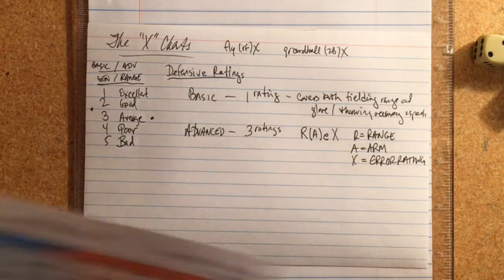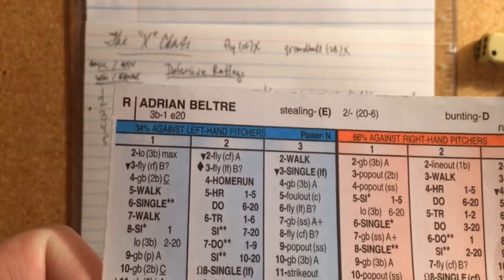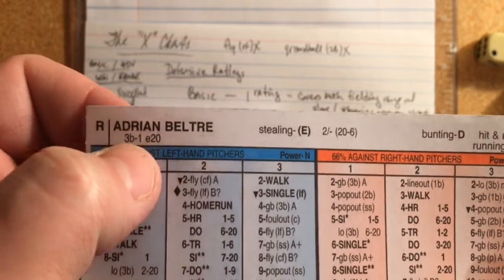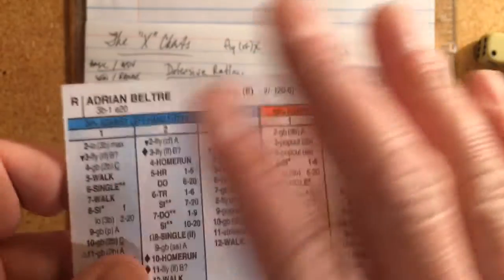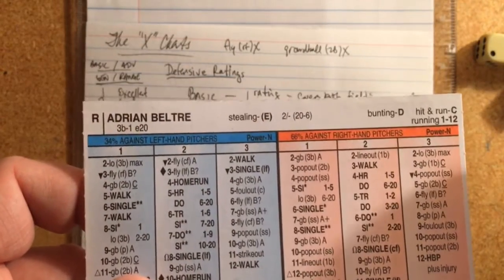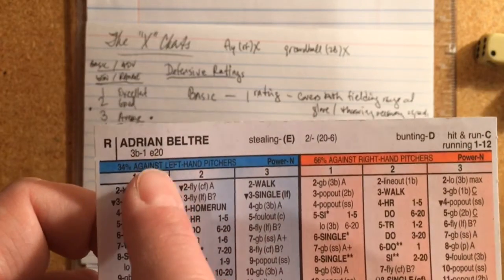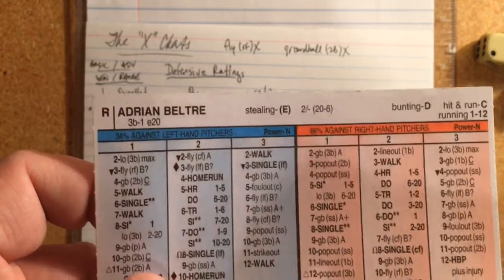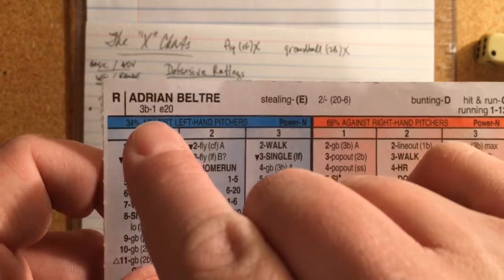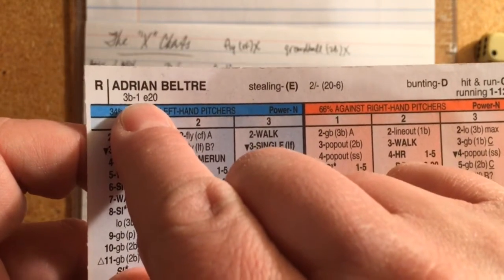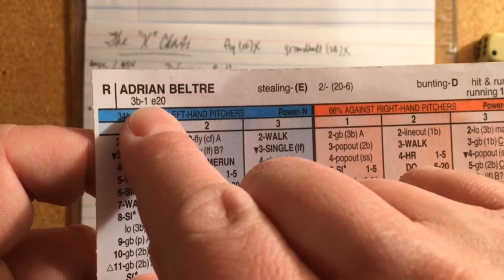I have Beltre here. We could just go through a quick one with him. So he's a 3 E20. Not a 3. He's a 1 E20. So what that means, like I said, infielders do not have arm ratings unless they are utility kind of players, and they'll have an outfield position where they then will have an arm that's only to be used in the outfield. Now, the 1 means that Beltre is very, very good with his range.